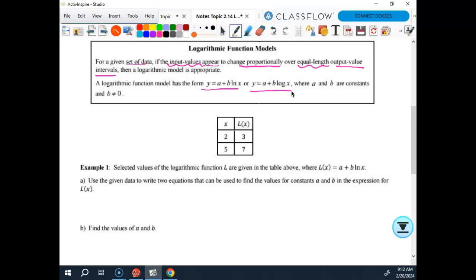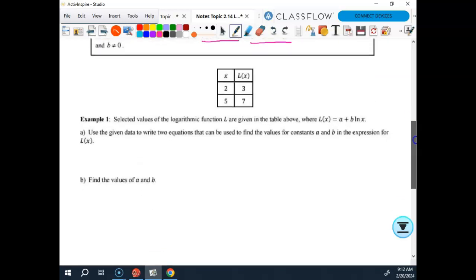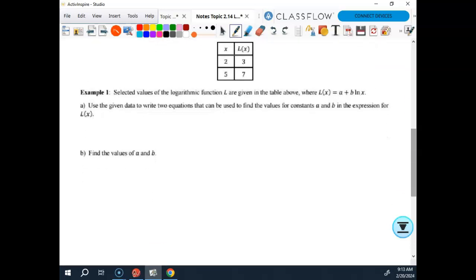Some of these we're going to do by hand. Some of them are going to be done on the calculator. We're going to do this one kind of both, but starting out with just the by hand part here. So selected values of logarithmic function L are given in the data table above, and then it gives me how to set it up, right? Use the given data to write two equations that can be used to find the values for constants a and b in the expression for L of x.